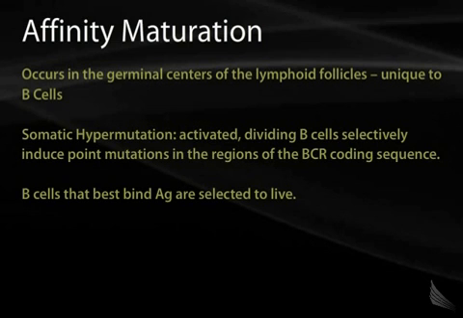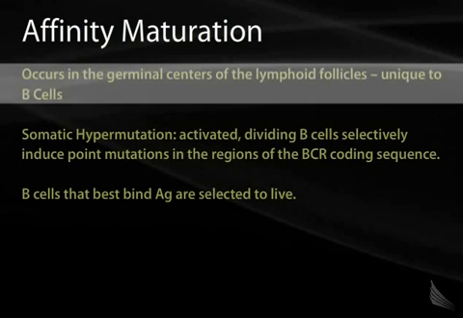So I've mentioned affinity maturation as the process by which these B cells or these antibodies become enhanced or go from a state of low affinity to a state of high affinity. This occurs in the germinal centers of the lymphoid follicles, and B cells are the only ones that do this. T cells won't do this.